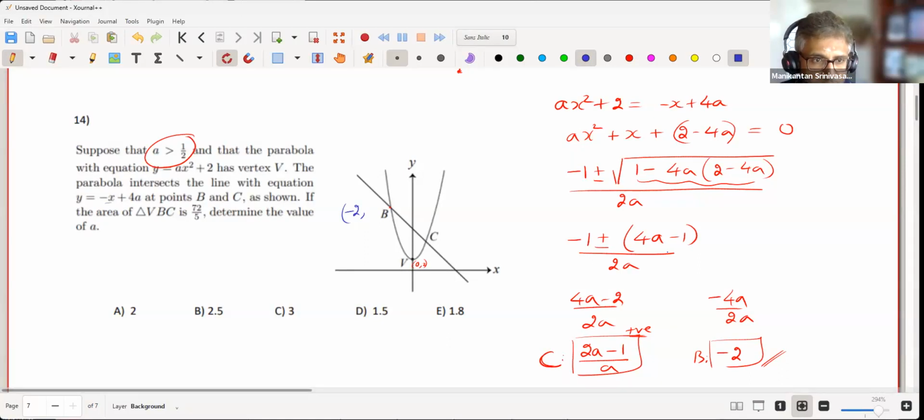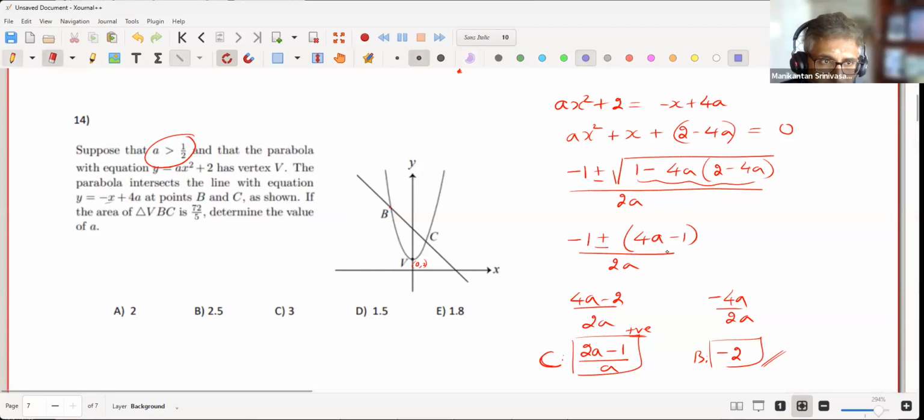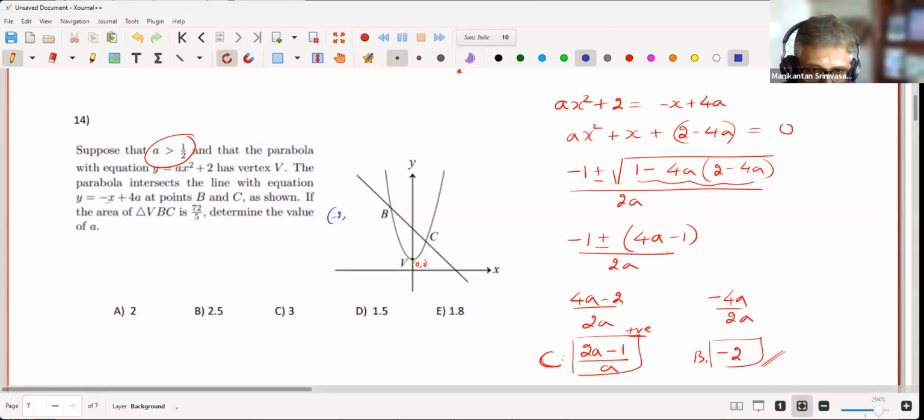So if x is minus 2, y is 2 plus 4a. Okay, I'll write it a little smaller. So minus 2 is the x coordinate, and the y coordinate I can substitute in the line. This gives minus of minus 2, so 2 plus 4a. Or I can substitute here also ax square plus 2. In that also, if I substitute, I get x square is 4, therefore 4a plus 2. Same thing. Minus 2, comma 2 plus 4a.